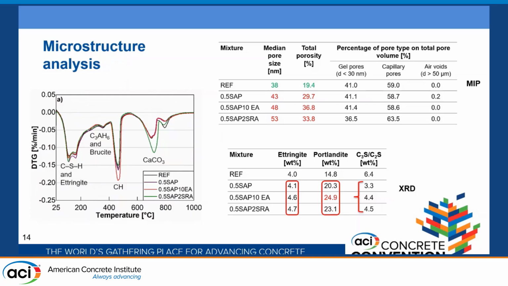Comparing MIP, you see the lower median pore size and total porosity for the reference compared to the other mixtures, which can describe the significant mechanical properties reduction.